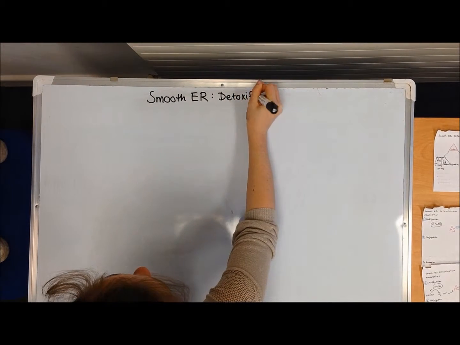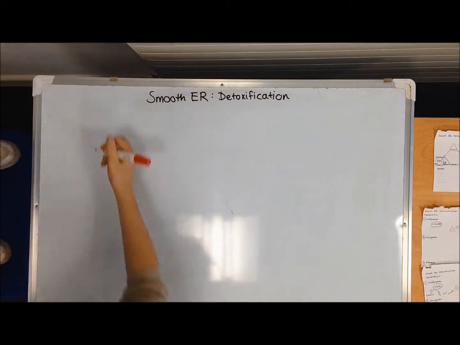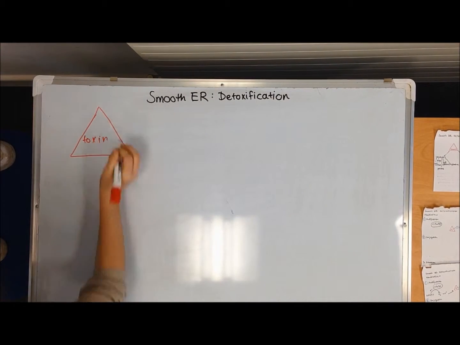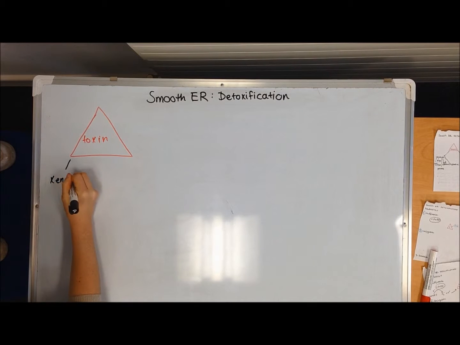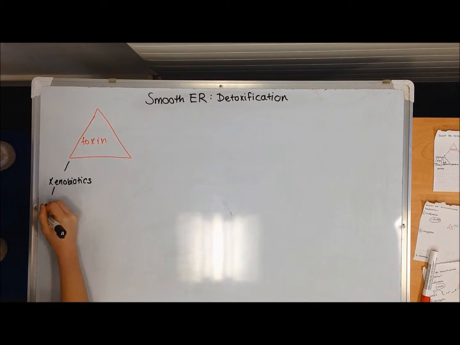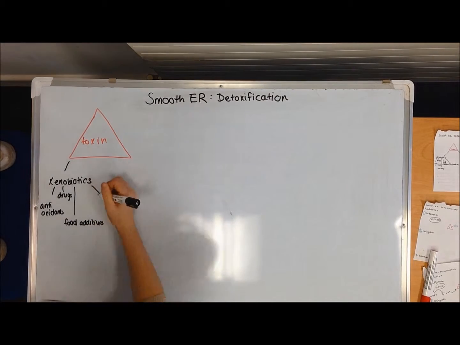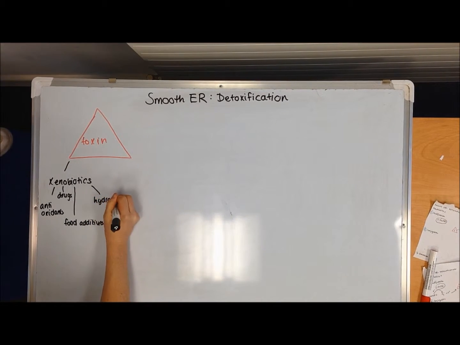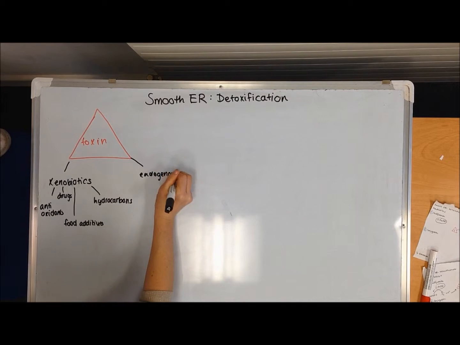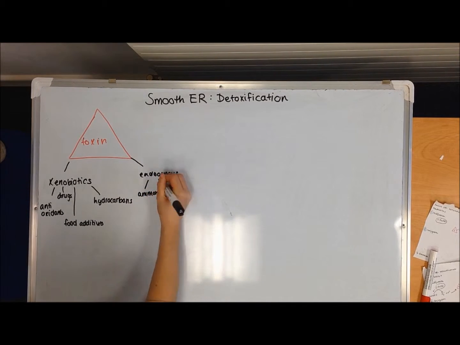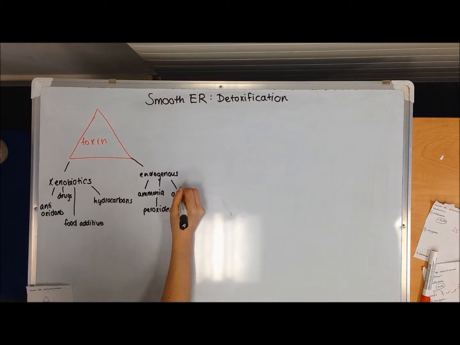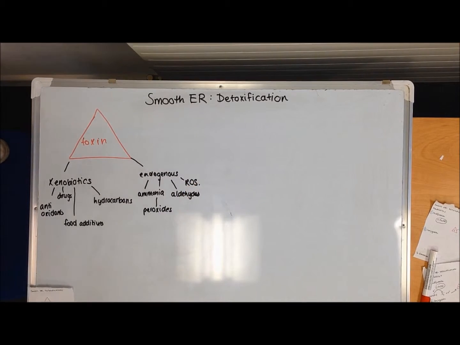A significant functional difference of the smooth ER is its role in detoxification. Every day we encounter numerous toxins, the majority being xenobiotics such as antioxidants, drugs, pollutants, food additives, or hydrocarbons. Endogenous toxins include any waste product of normal metabolism, such as ammonia, peroxides, aldehydes, or reactive oxygen species.